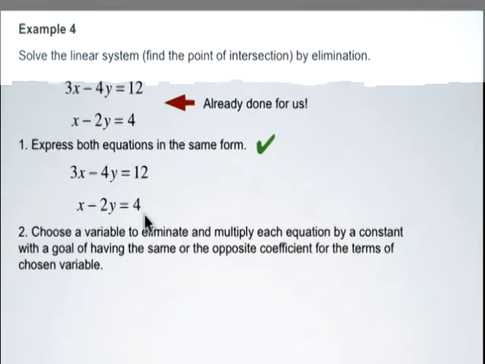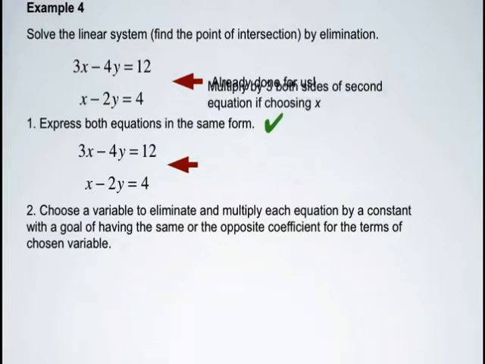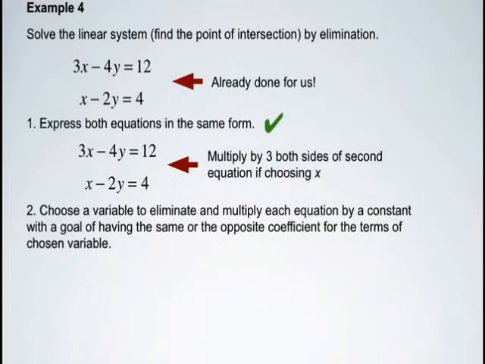So now what we're going to have to do is multiply each coefficient in one of the two equations with the goal of having the same or the opposite coefficient for the terms of the chosen variable. And so what we're going to do is multiply both sides of the second equation by 3 so that we end up with the same x coefficient.